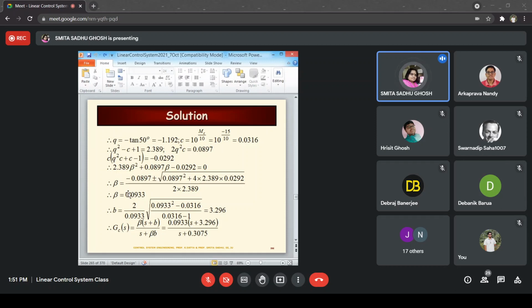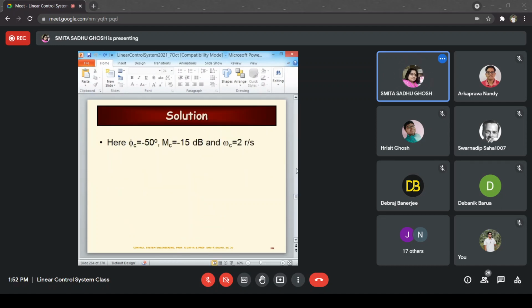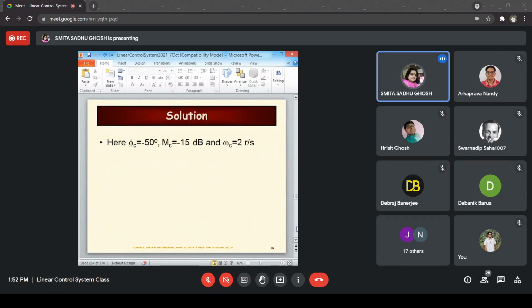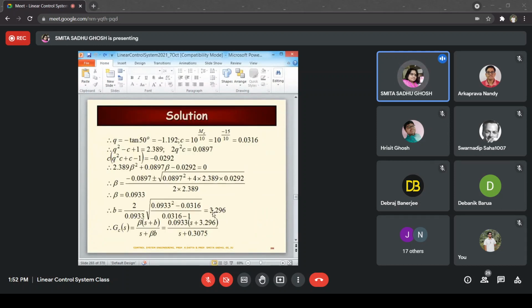Once you get beta, substitute that in the expression for B, and you would recollect that the expression for B is given over here. So omega C has been specified, beta has been found out, C also is given. So from there you can find the value of B. Once B is also found out, the compensator transfer function is given in the standard form. So put in B and put in beta. This is your compensator transfer function.